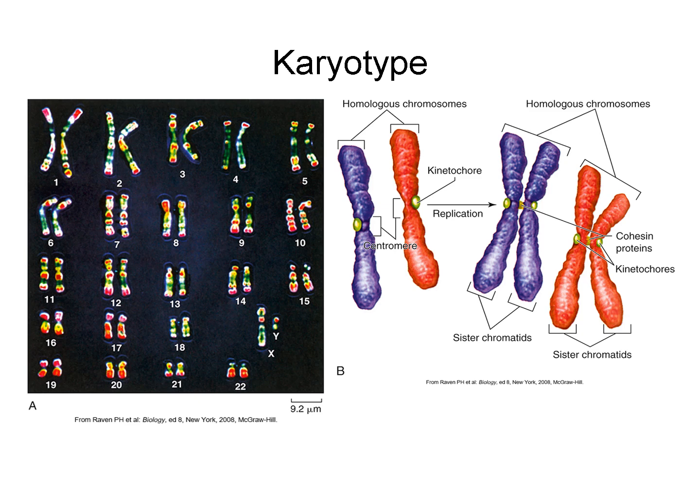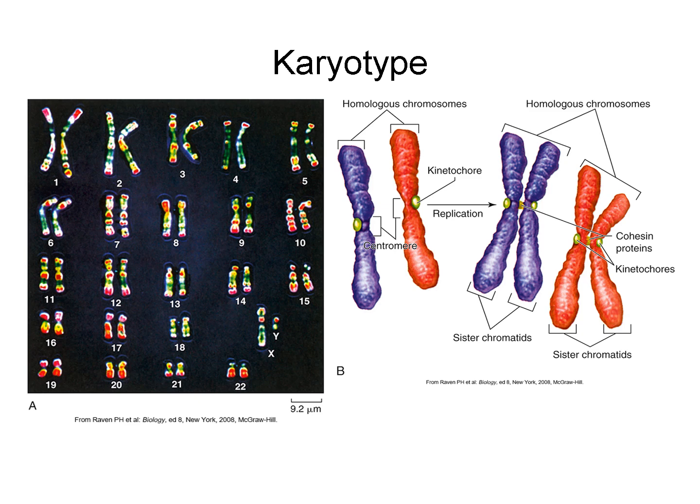A karyotype is a visual display of all the chromosomes in a cell, arranged in their matched pairs. On the left side of the image, you can see the 22 pairs of autosomes and 1 pair of sex chromosomes, organized by size and structure.